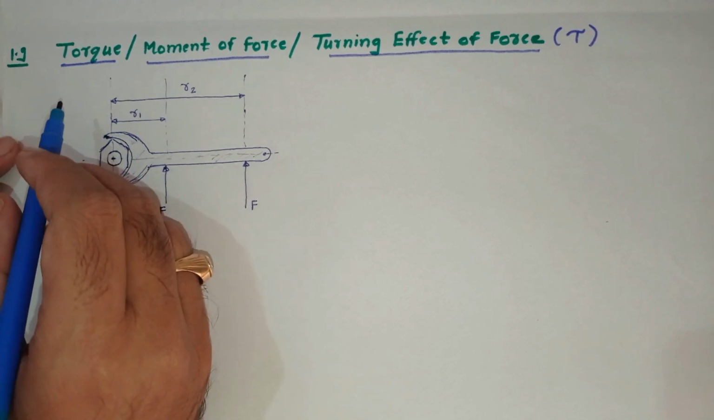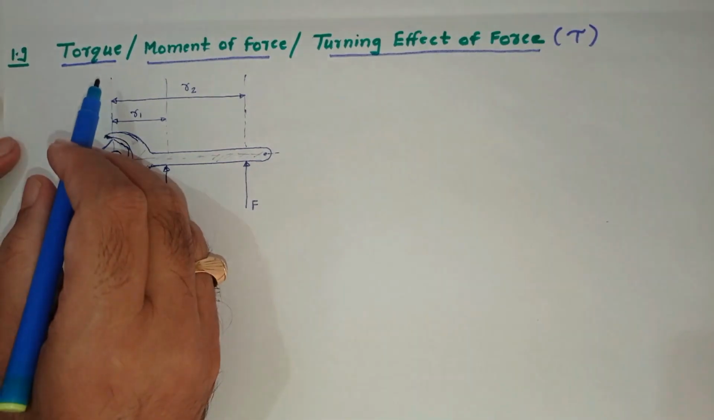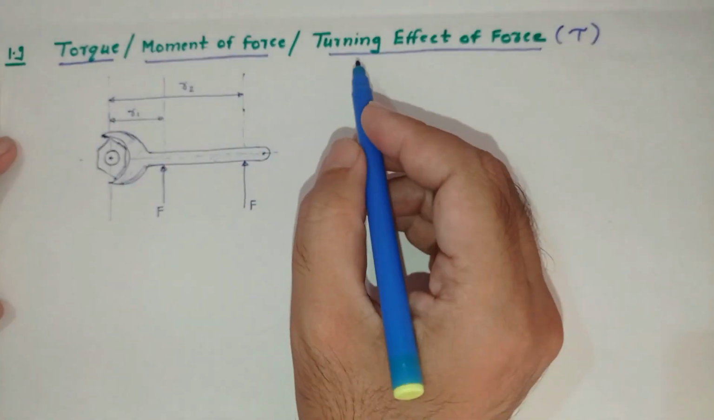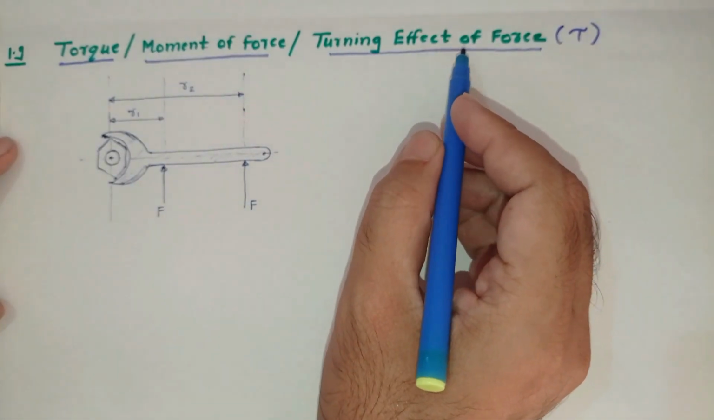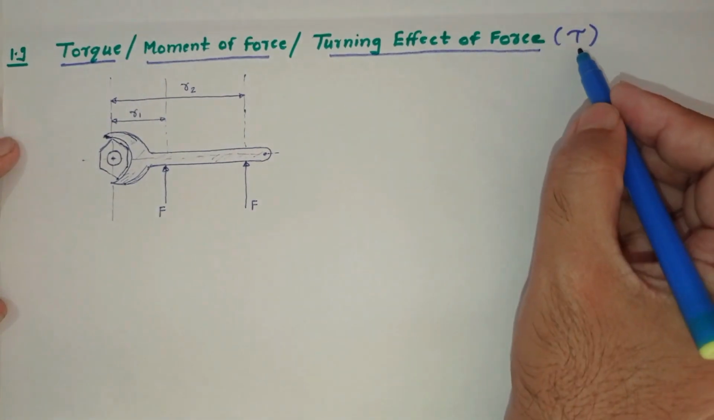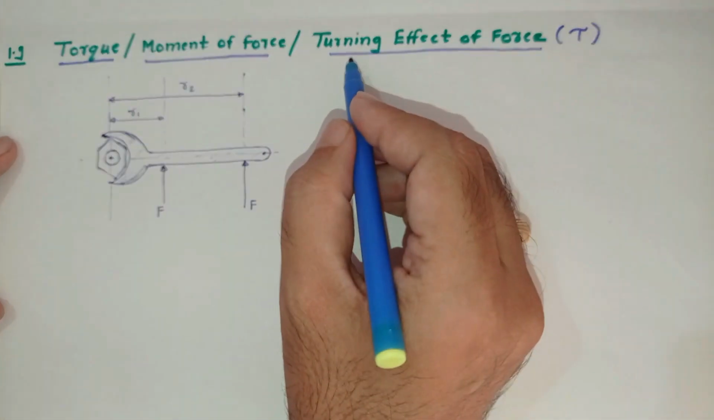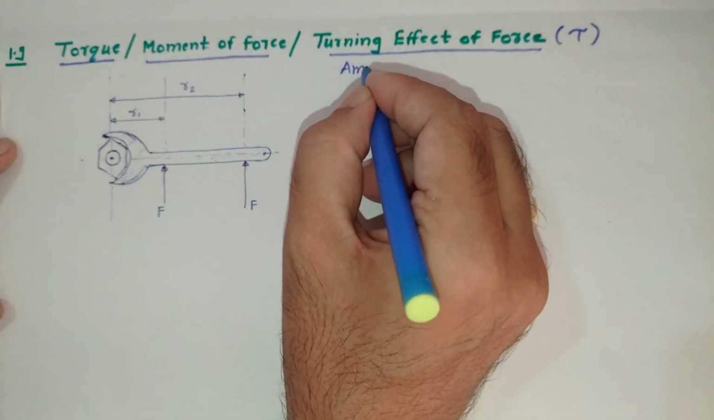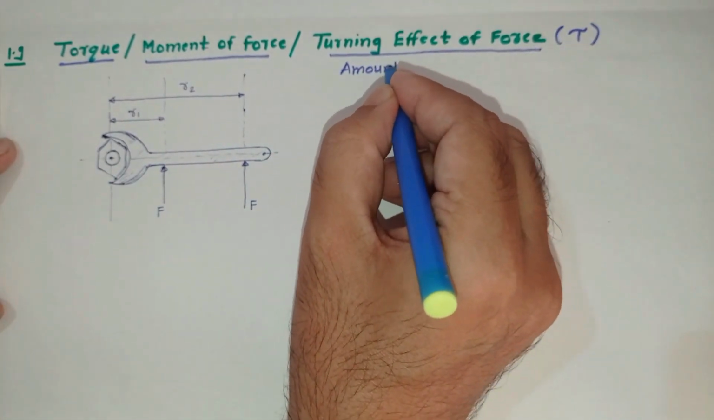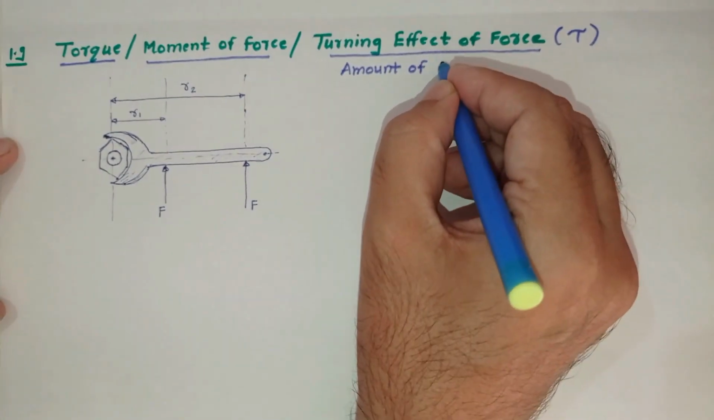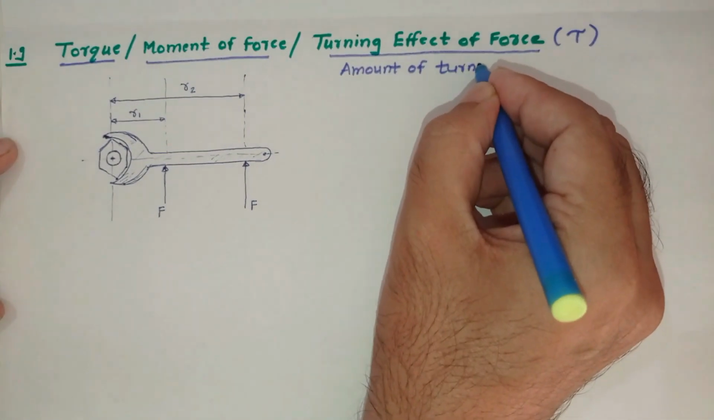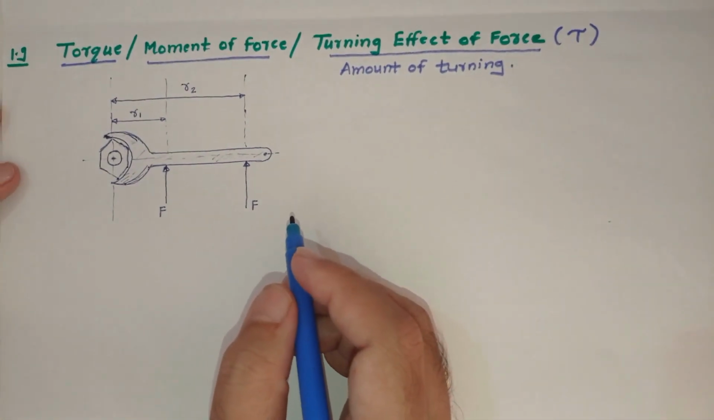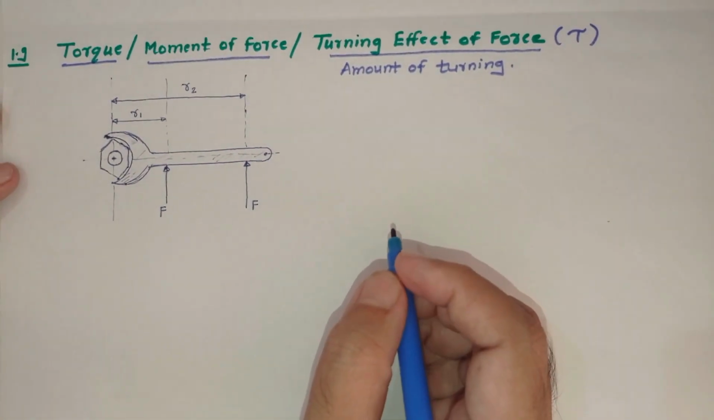Today we'll see 1.9 torque. It is also known as moment of force or the turning effect of force. It is indicated by tau. This turning effect of force is nothing but the amount of turning. So we are going to see the torque or turning effect of force.